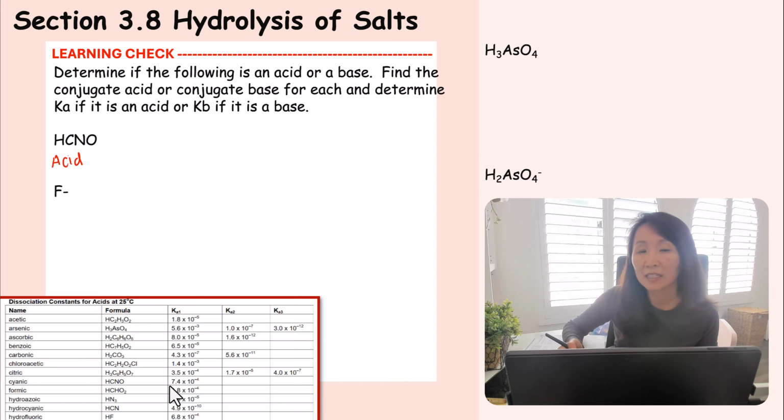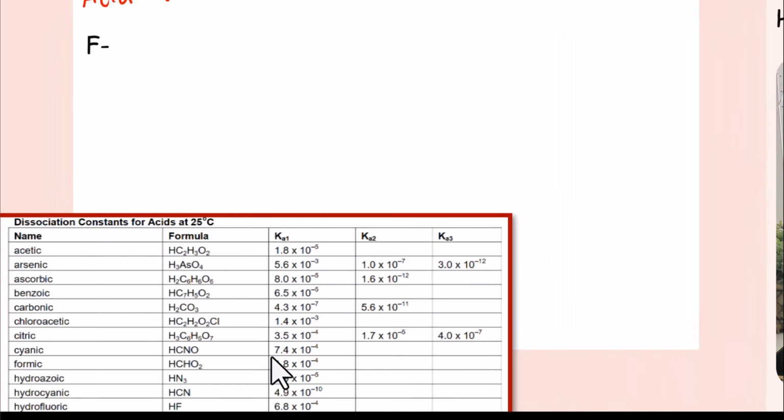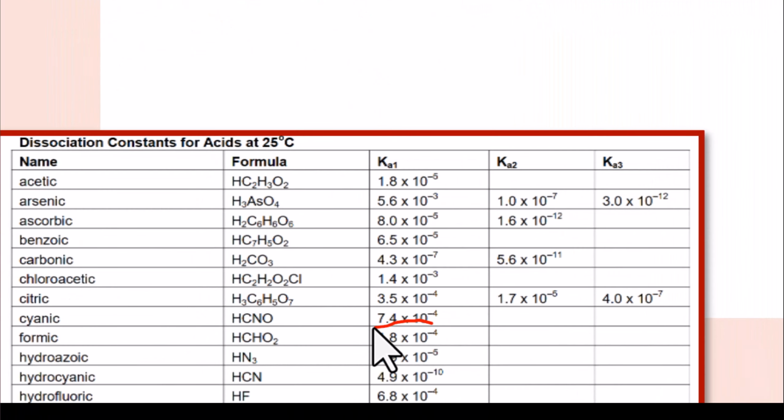Now it wants us to indicate its conjugate. So what does this acid become? It becomes a conjugate base, right, when it's added in water. So we're going to go ahead and add plus H2O liquid. And that's going to form the conjugate base, negative, because since this is an acid, it has donated its hydrogen to water to form the hydronium ion. Now, since this is an acid, we want to know its Ka value. And based on that table, the Ka value shows that it is 7.4 times 10 to the negative 4.